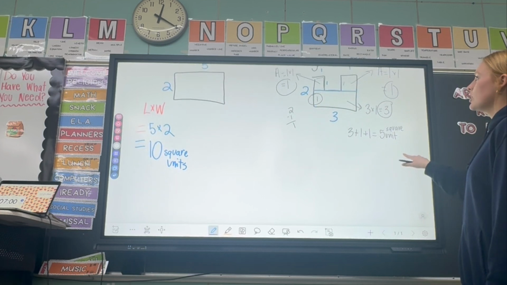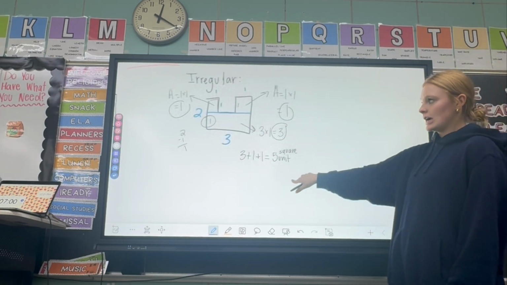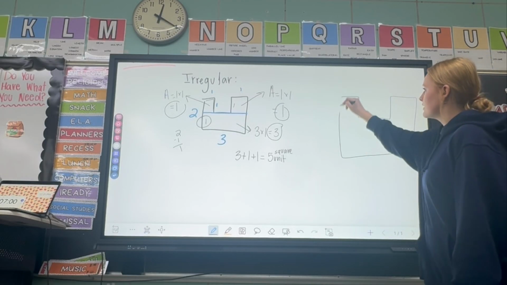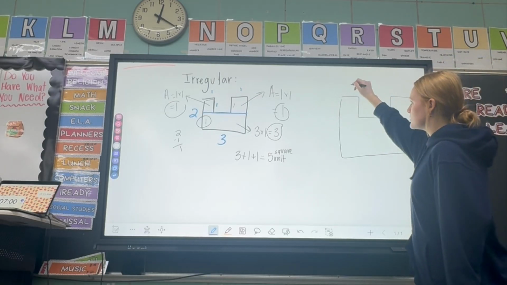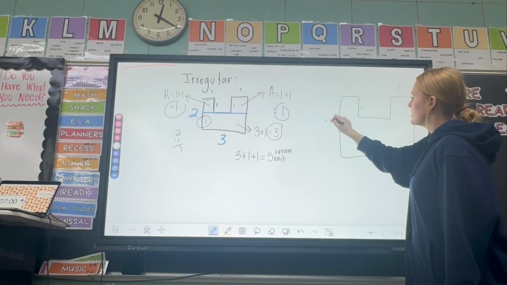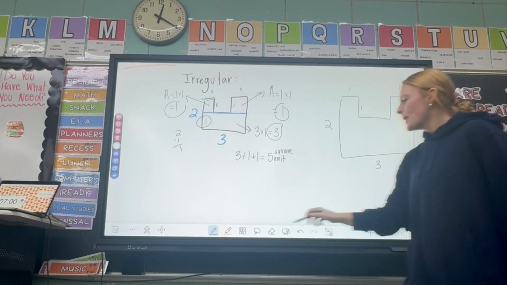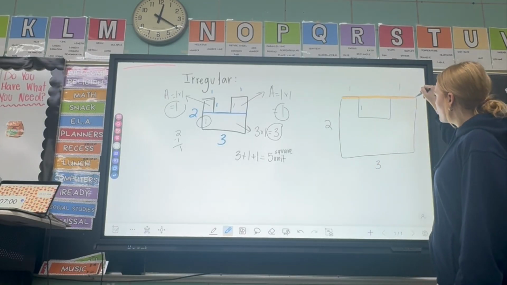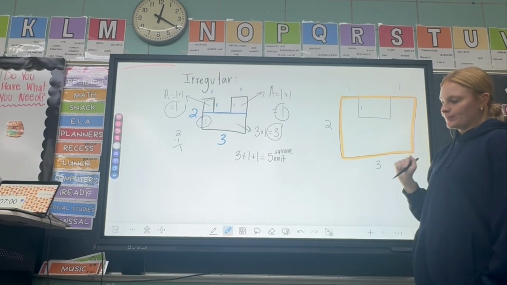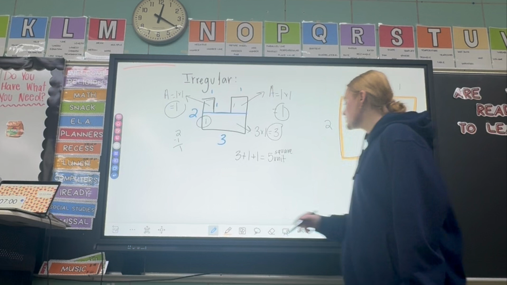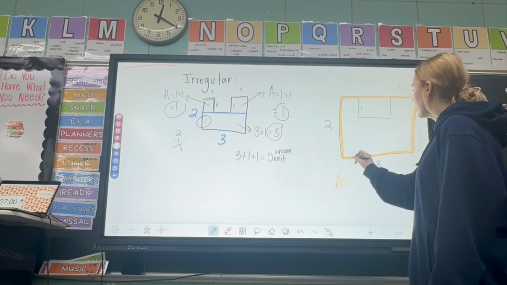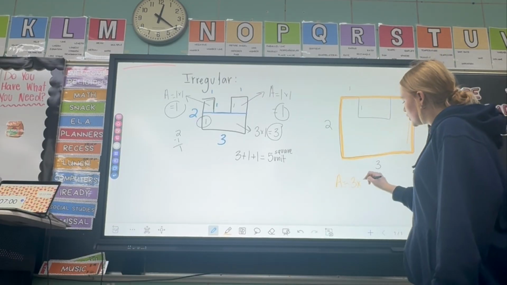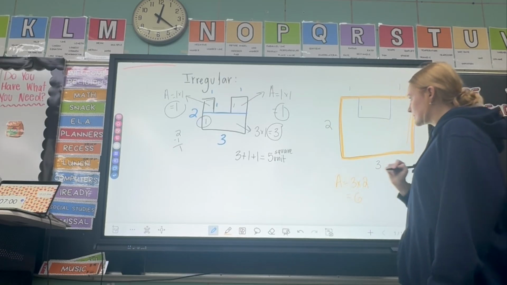Now, I could also take this shape and do some subtraction. So I'm going to give it the same values as that shape. This was 1, this was 1, this was 1. This is 2 over here, and this is 3. What I'm going to do is imagine that this is one giant regular shape, like a rectangle. Then I'm going to find the area as if it were regular. So 3 times 2, and I'm going to get 6.